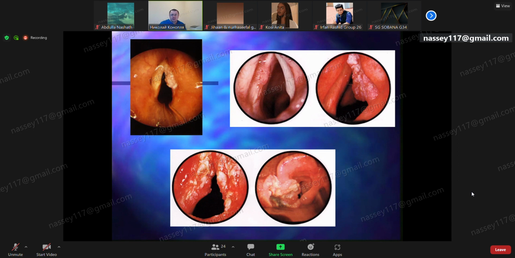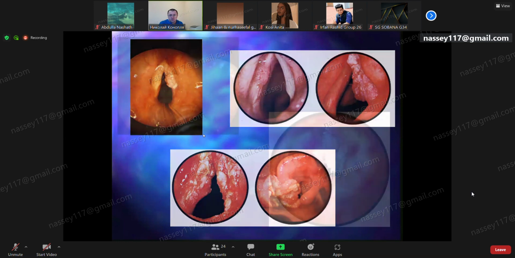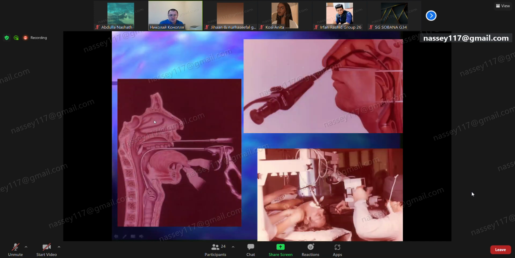Also, we must examine the regional lymph nodes, do ultrasound of lymph nodes of the neck, and if it's necessary, do puncture and aspirative biopsy of lymph nodes. Biopsy of the carcinoma we usually do during indirect laryngoscopy. By this forceps, we take a small piece of tumor and send it for histological examination. If some problems are present during indirect laryngoscopy, we can do it with direct laryngoscopy.